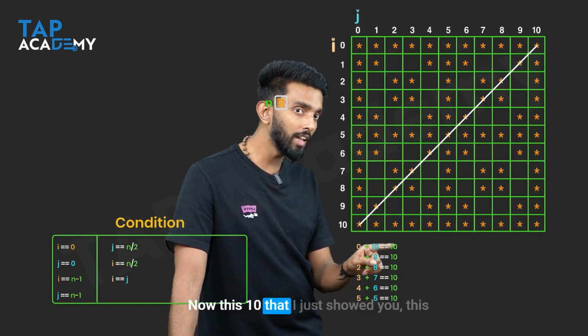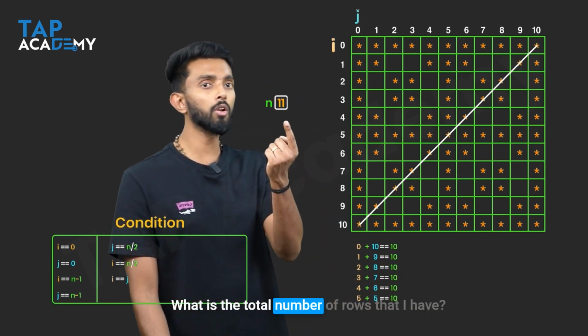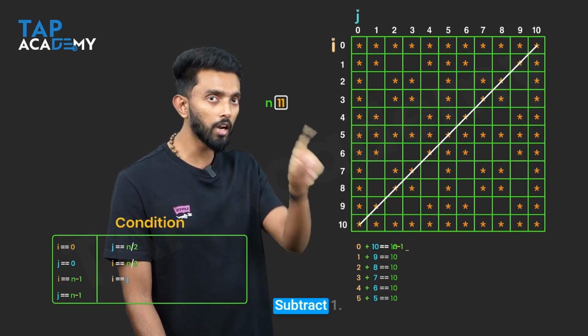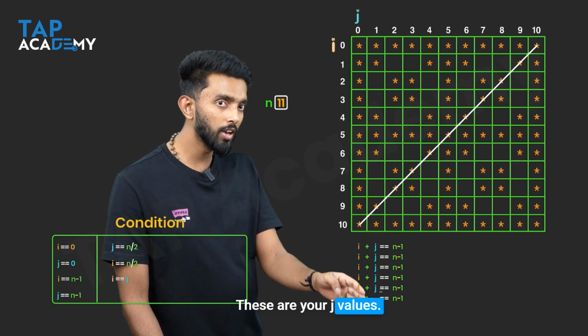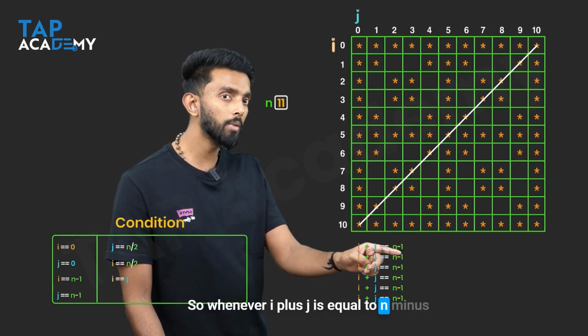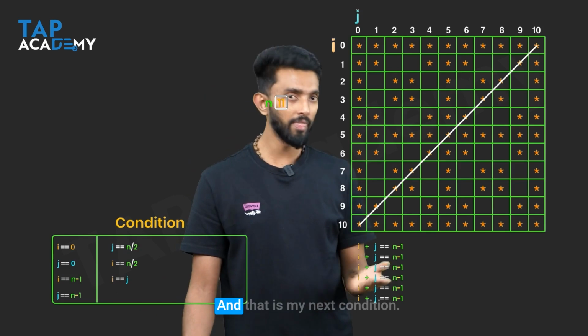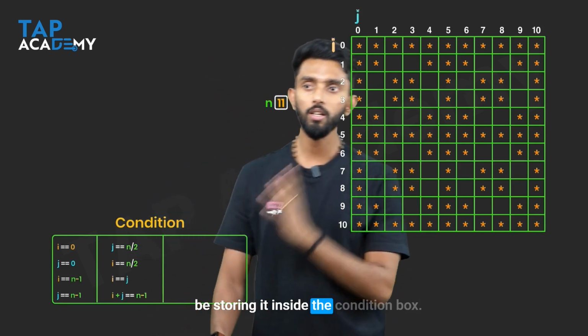Now this 10 that I just showed you, what is this 10? What is the total number of rows that I have? 11. From 11, how do I get 10? Very simple, subtract 1, n minus 1. These are your i values, these are your j values. So whenever i plus j is equal to n minus 1, you will get these stars, correct? And that is my next condition. I will be taking this condition and storing it inside the condition box.